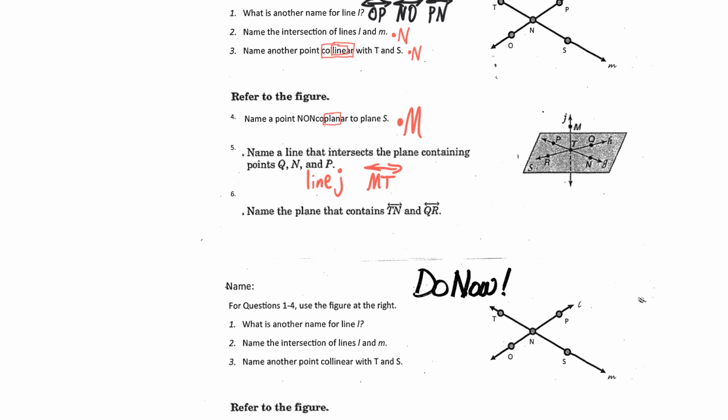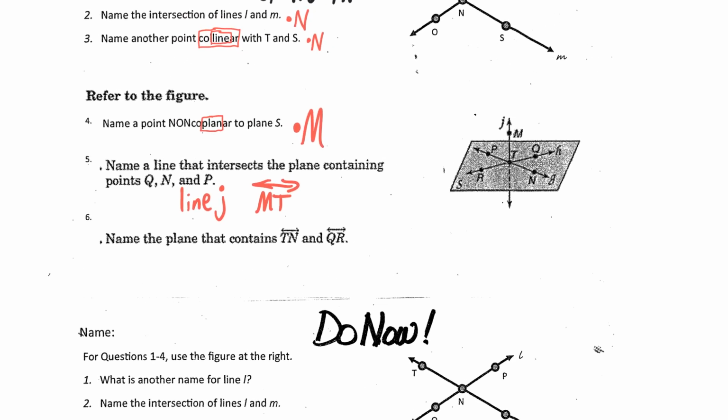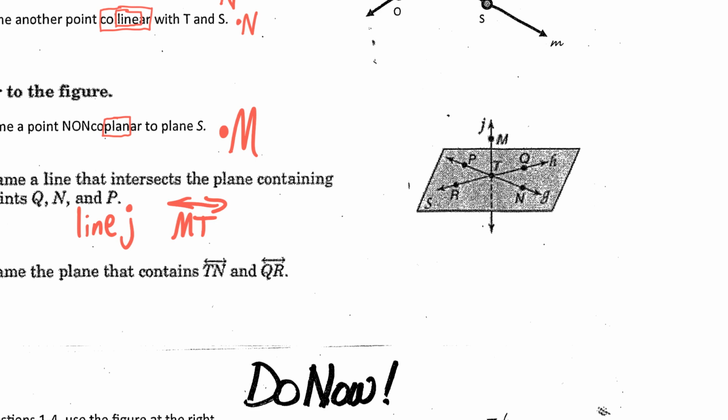You don't have to write both. Either are good. They name the same line. And then the last thing is, name the plane that contains TN and QR. So here's line TN, here's line QR. What plane contains both of those lines? It's plane S. Yep.